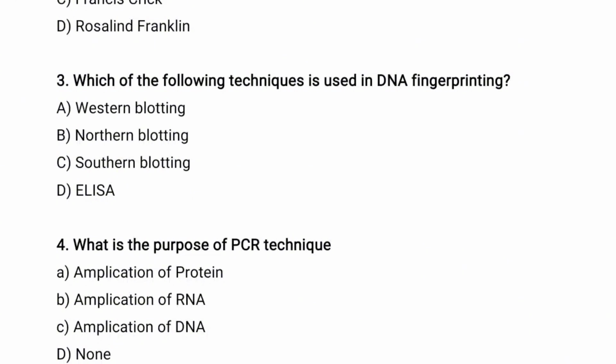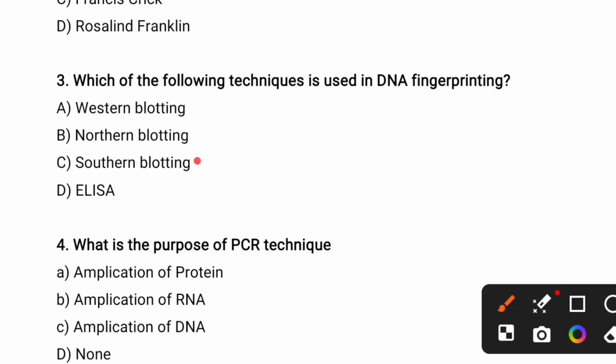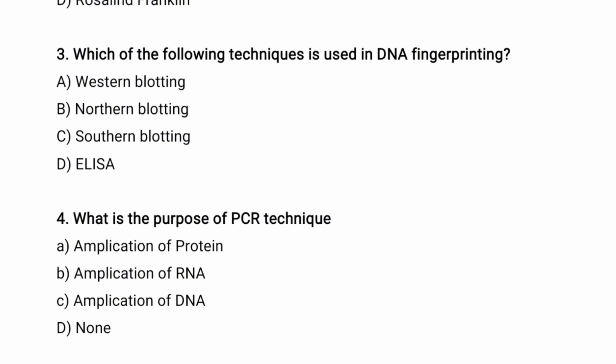Which of the following techniques is used in DNA fingerprinting? Options are Western blotting, Northern blotting, Southern blotting, ELISA. So, for the DNA detection, Southern blotting is used. So, the correct answer is Southern blotting. Let's see the next question.